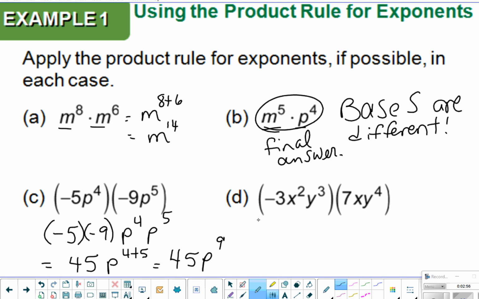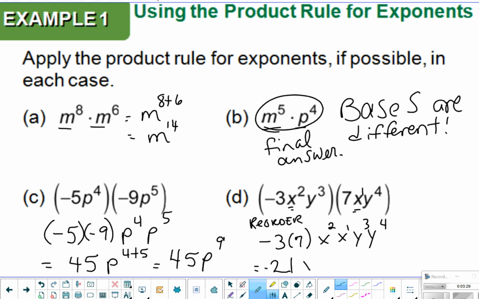Same thing on D, let's reorder all those products that are happening here. So I'd have -3 times 7, get the x's laid next to each other, x squared times x to the 1st, so I'm grabbing those. And then I've got a y to the 3rd, y to the 4th. And then it becomes a little bit probably easier for your brain to work through it. -3 times 7 makes -21. This has a power of 1, the understood invisible 1 there. 2 plus 1, and then I'd have a y of 3 plus 4, giving us a final result of -21, x to the 3rd, y to the 7th.